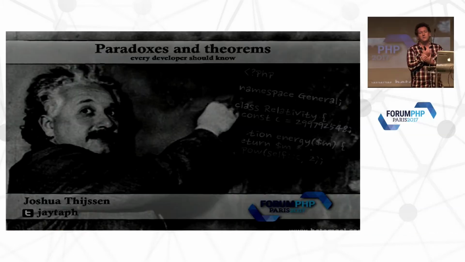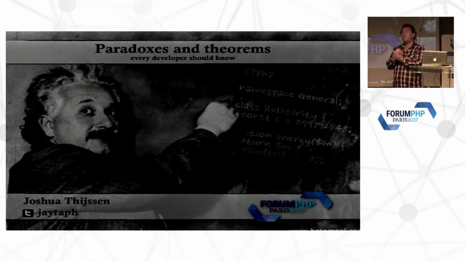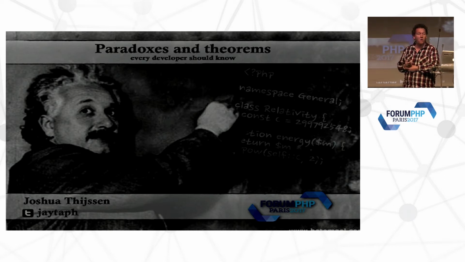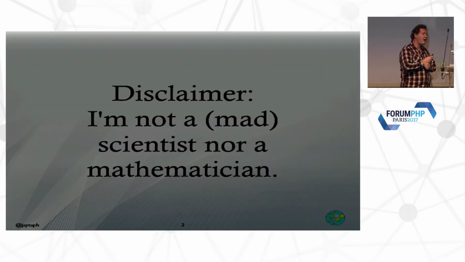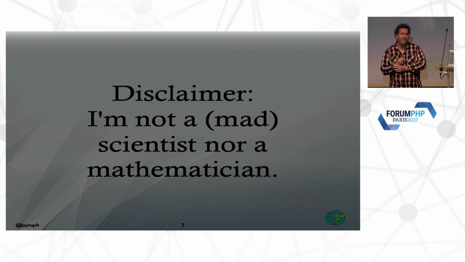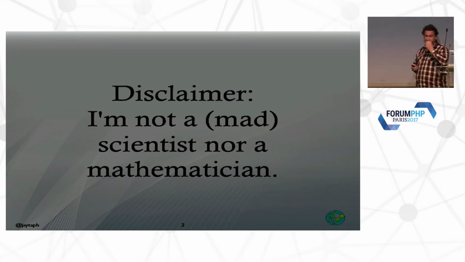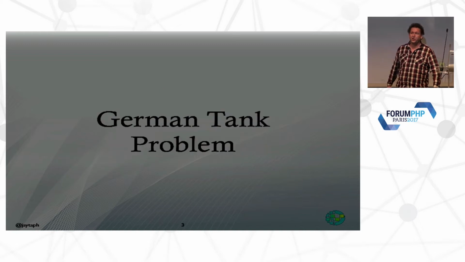Today I'm going to talk about a few theorems and paradoxes that every developer should know. First of all, a disclaimer. I am not a scientist or mathematician, so I don't know all the nitty-gritty of everything, so it's going to be a very basic introduction talk. Okay? So let's just start and roll into the first paradox, and that's called the German tank problem.